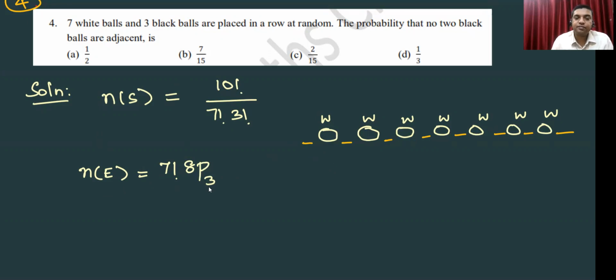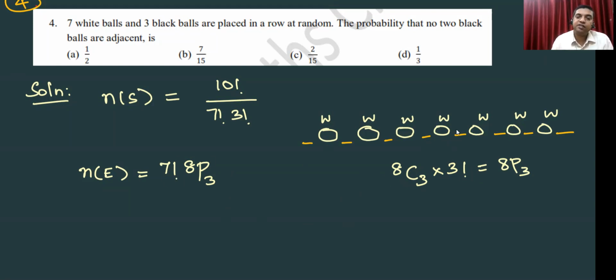Can you explain this again, sir? How did we get 8P3 into 7 factorial? 8C3 is: of these 8 we'll select three positions where we'll insert the blacks, and that can be arranged in 3 factorial ways. So this is 8P3. Yes, nPr is nCr into r factorial.